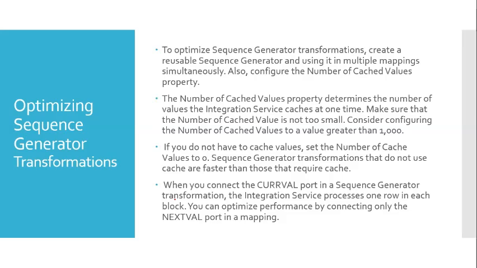Here we are going to understand why optimization is required in the sequence generator. Because someone may think the sequence generator simply generates the sequence number and nothing else, but there is some cache also. So what are the options? Let's read the point.